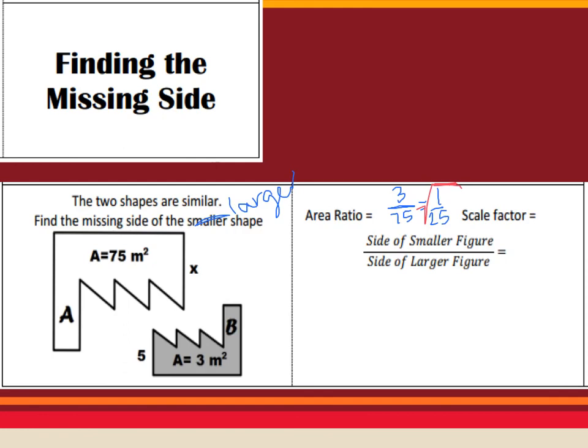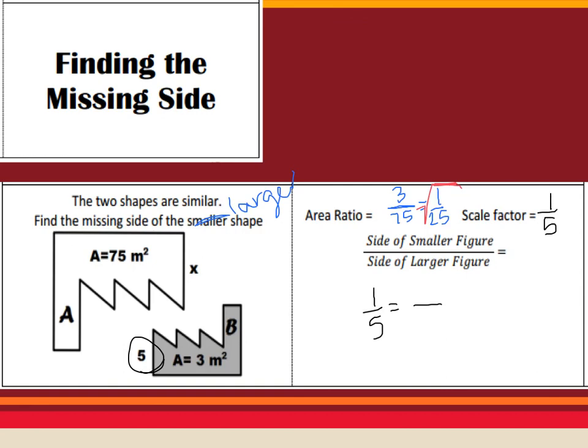1 times 1 is 1. The square root of 25 is 5. So our scale factor that shrank this picture, this polygon, was 1/5. That made our picture get smaller. If we know that our scale factor is 1/5, we can use that to find our missing side for our larger figure. We know that our smaller figure has a side length of 5.